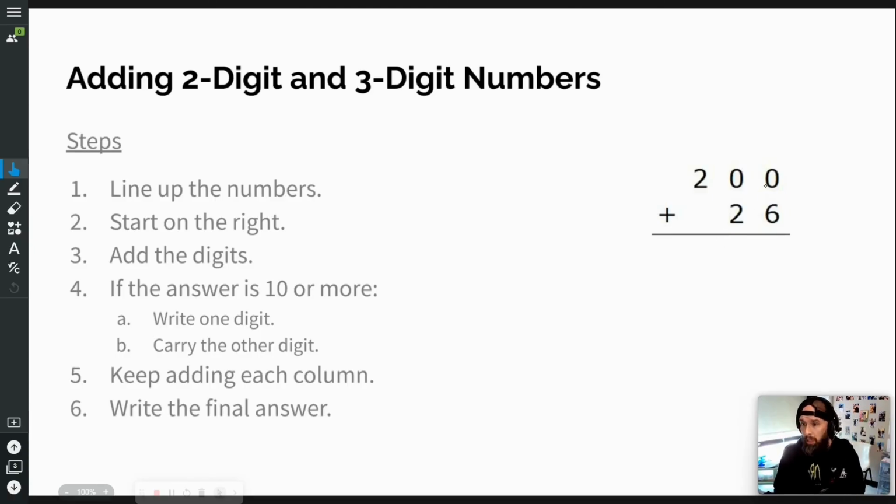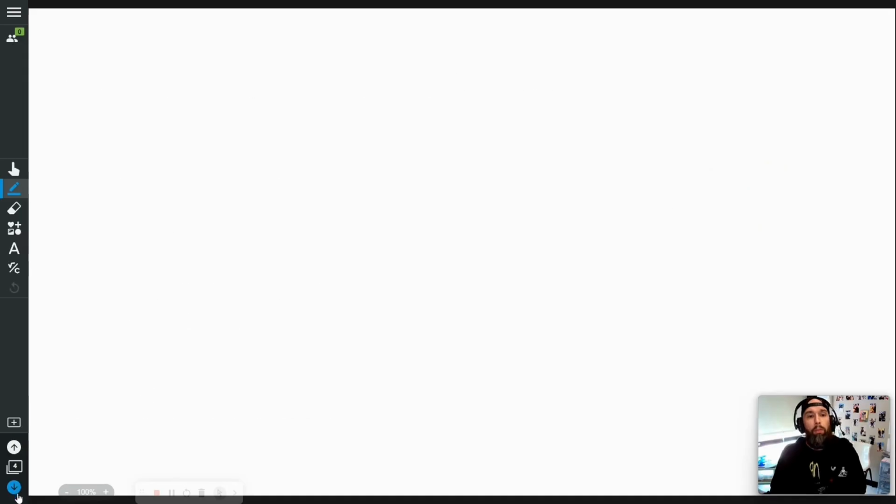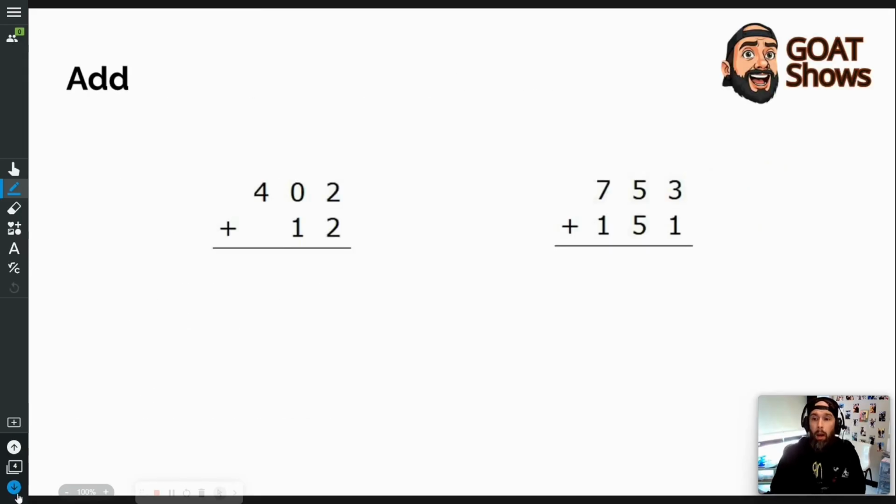So this is very basic. 0 plus 6 is 6. Let me get a marker ready. 0 plus 6 is 6. 0 plus 2 is 2. And 2 plus nothing is 2, so 226. So nothing carried over that we had to worry about. That's not going to happen every single time. So let's follow these rules for every single time we have a problem like this.